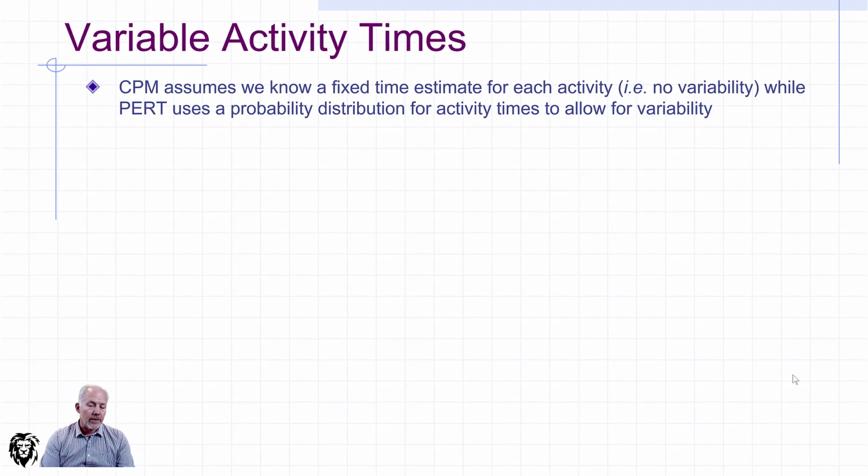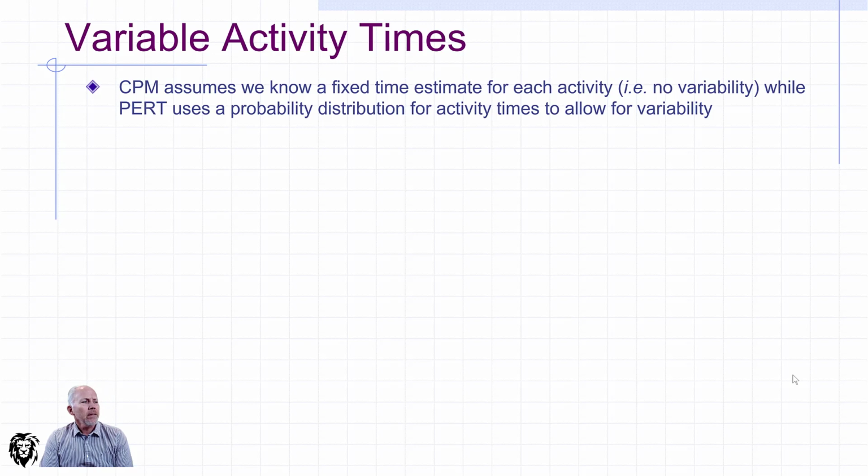Now, in cost estimating, we were able to use PERT to enhance not just our estimate of what the cost was going to be, but also a better understanding of the probabilities or the uncertainty associated with each of those estimates. And we're going to use that same technique when it comes to looking at the estimates of time needed for each of our activities.